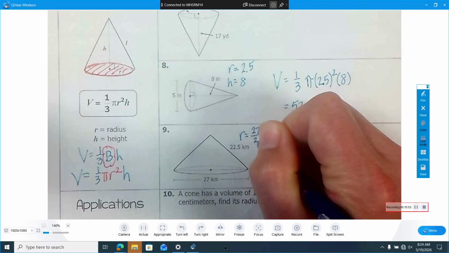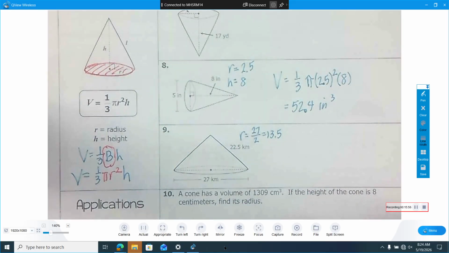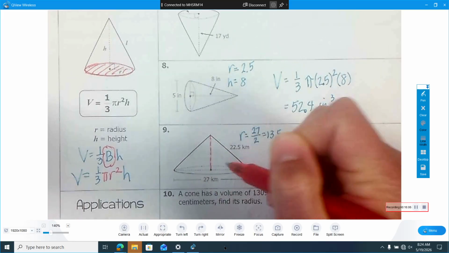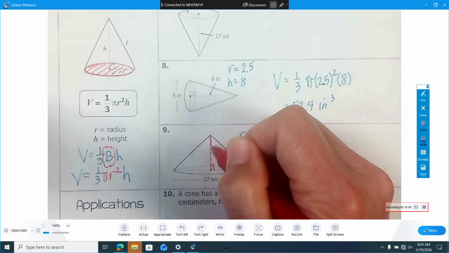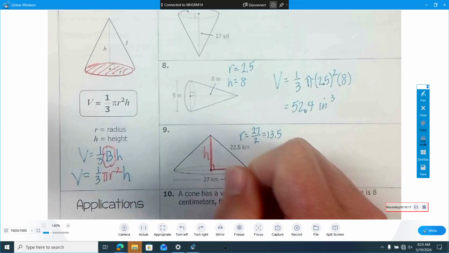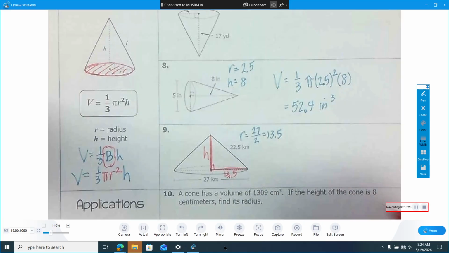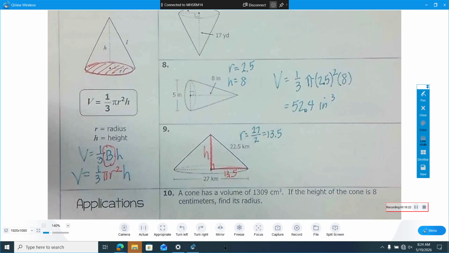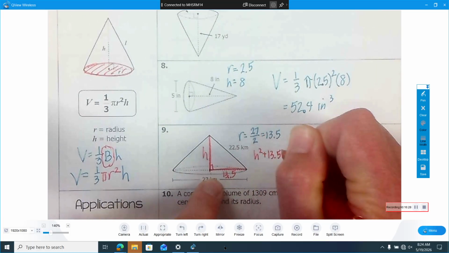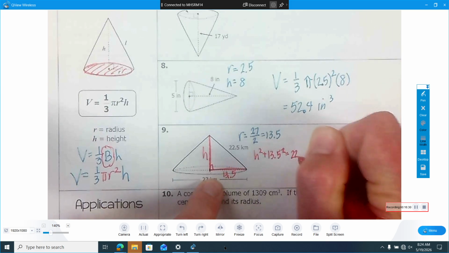On number 9, what is the radius? 13.5, so 27 divided by 2 is 13.5. Uh-oh. We need the Pythagorean theorem, because we don't have the height of the pyramid. We need to find that very tallest height. I know the lower leg of my triangle is 13.5, and we have the slant height, 22.5. So we need the Pythagorean theorem: leg squared plus leg squared equals hypotenuse squared.